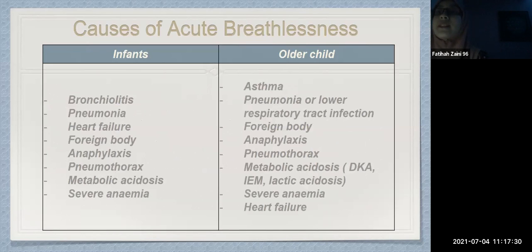In terms of causes, in Illustrated Pediatrics, it's divided into infant and older child causes of acute breathlessness. For the infant, usually it is due to bronchiolitis, pneumonia, heart failure, foreign body, and severe anemia. While for the older child, it might be because of asthma, due to recurrent asthmatic attack, pneumonia or lower respiratory tract infection, foreign body aspiration, and heart failure.